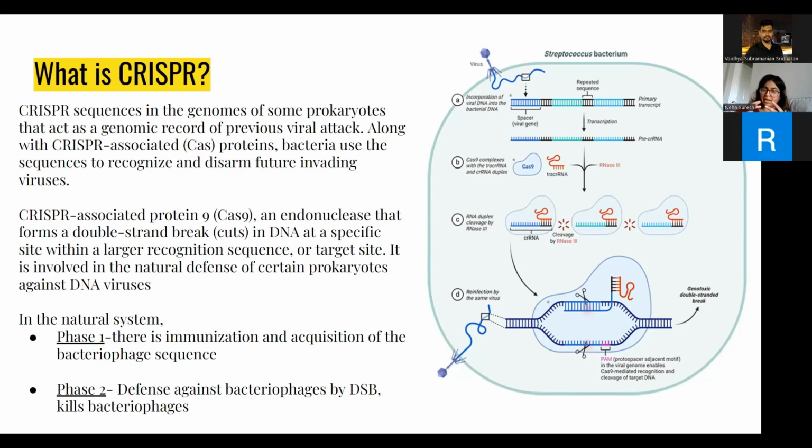Phase one would be the immunization and acquisition of the bacteriophage sequence. This means that the first time the bacteriophage attack occurs, capturing that genetic sequence in order to remember it is phase one, which is immunization. And phase two is defense against the bacteriophage by cutting the genetic material. It captures the genetic code and then makes a cut, killing the bacteriophage.